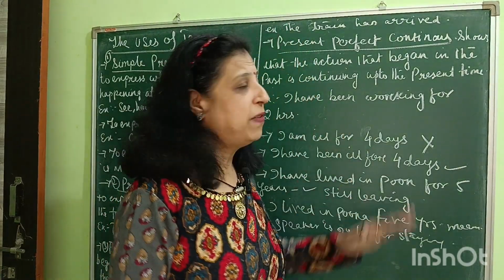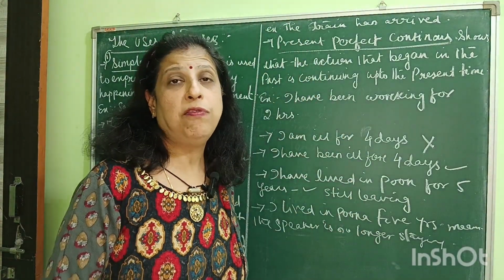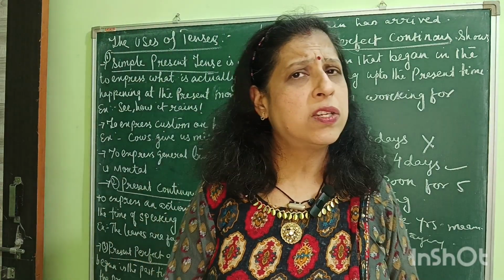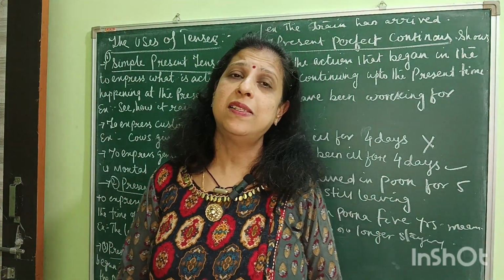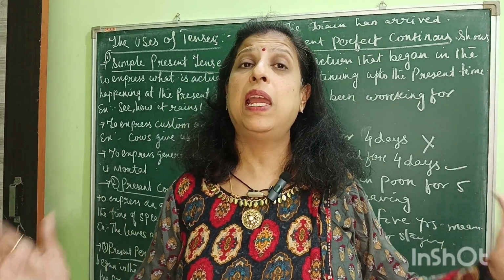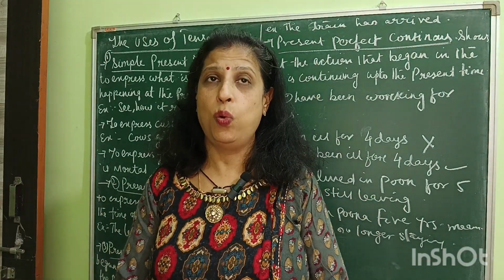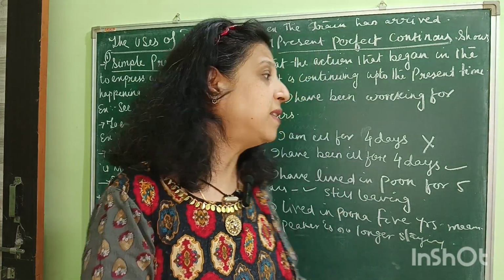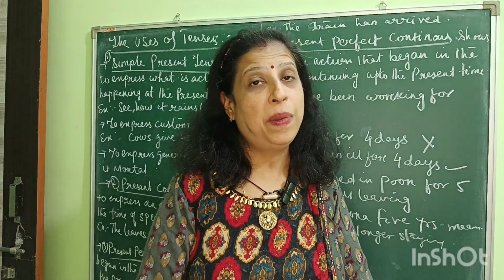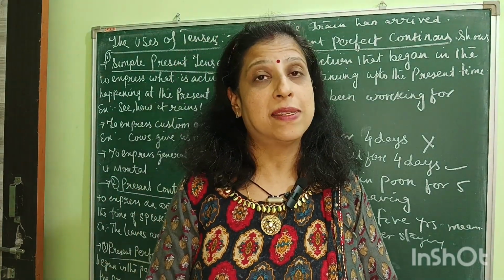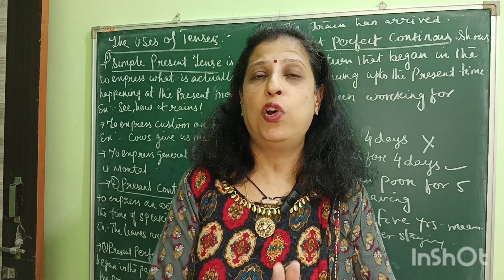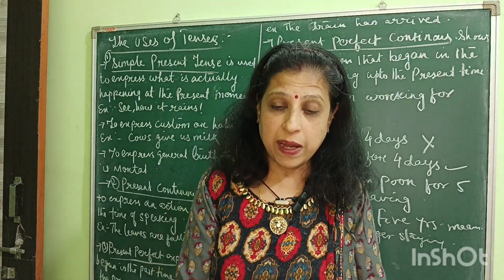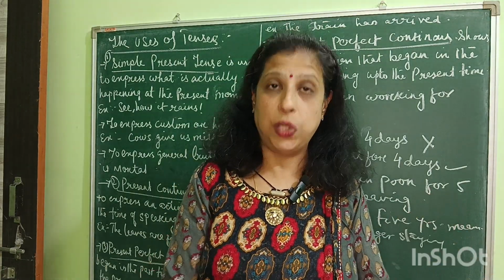For example, if I say, I am ill for 4 days, is it correct? No, it is absolutely wrong. The sentence is wrong. What is the correct sentence? It is, I have been ill for 4 days. That is the correct sentence. I have been ill for 4 days. That is the right sentence that you should use.